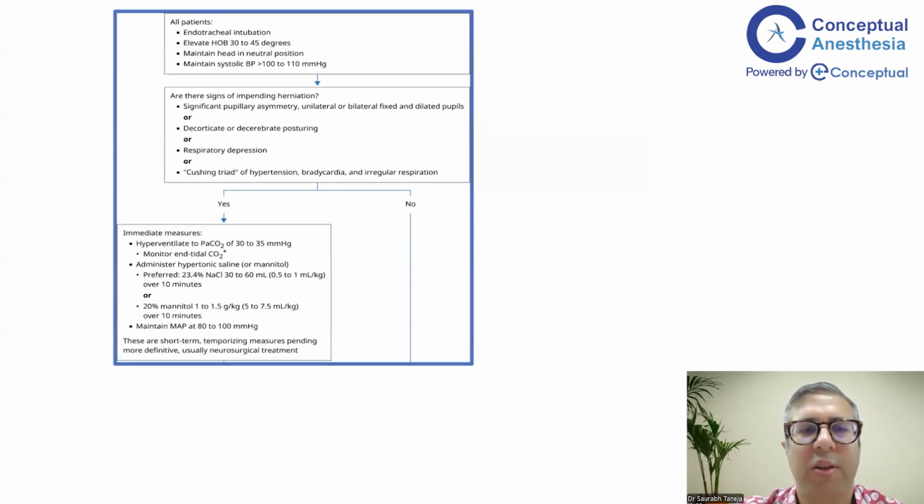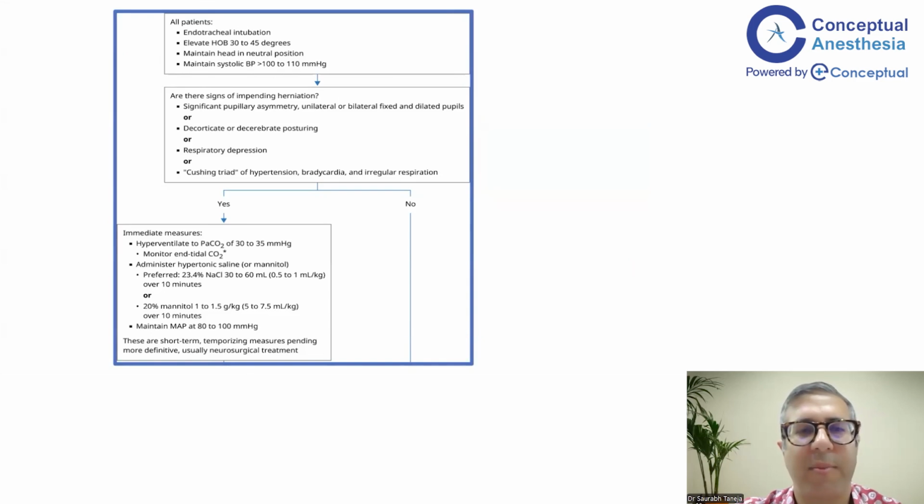So as I told you, airway is the first priority, so endotracheal intubation if required. We can elevate the head of the bed. We have to maintain blood pressure and keep the head in a neutral position to have good venous flow. Then if you see that the patient is going into herniation, you should immediately use the measures that you have: you can hyperventilate the patient or give a hyperosmolar therapy like hypertonic saline or mannitol.